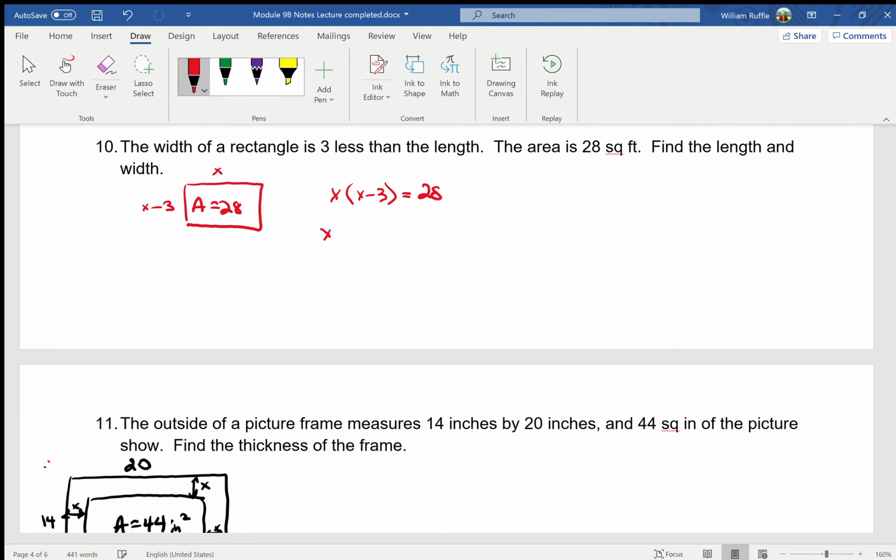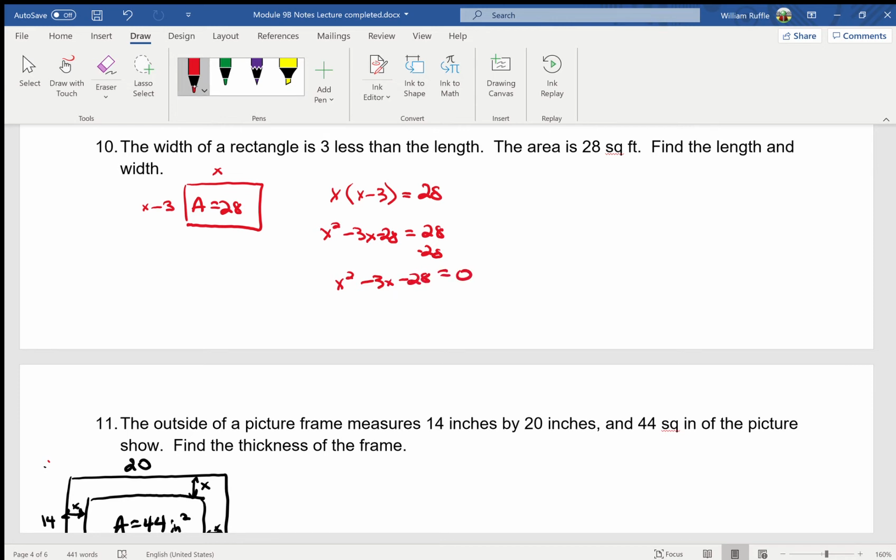So I'm going to multiply this out. I get x squared minus 3x equals 28. So now I have a squared term. I can't solve it, so I've got to set one side equal to 0, don't I? So I get x squared minus 3x minus 28 equals 0.